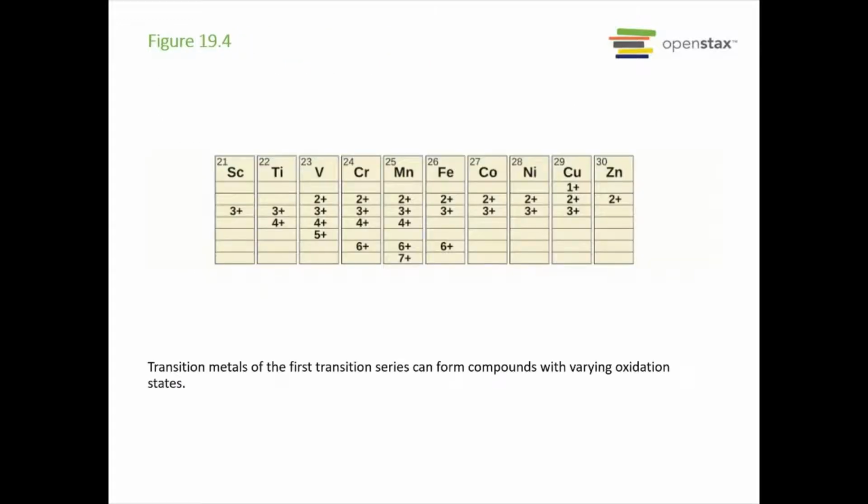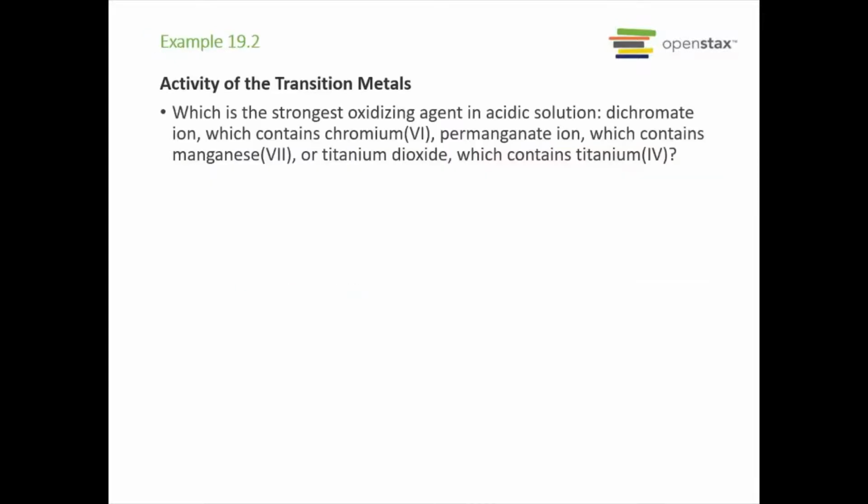So this is the little table I was telling you about, and this shows the common oxidation states of the first transition series metals. You can see that from scandium over to manganese the number of oxidation states is increasing, but then it starts decreasing as we go from iron to zinc. And that's because we can no longer pull off all of those valence electrons.